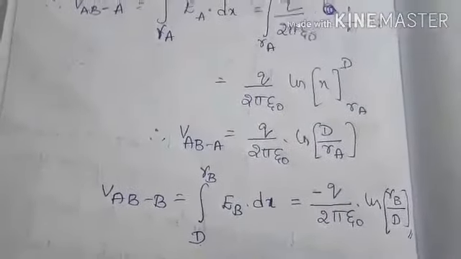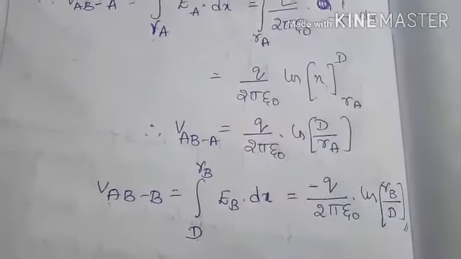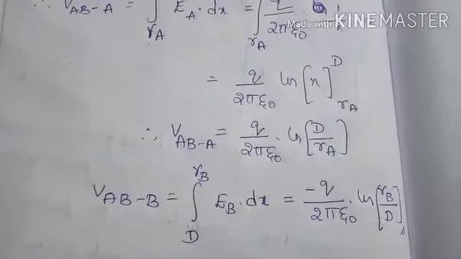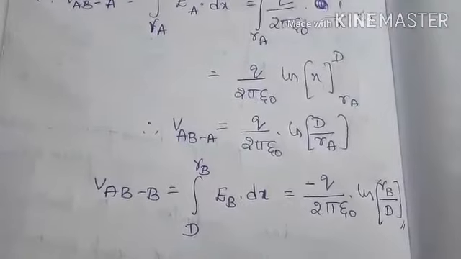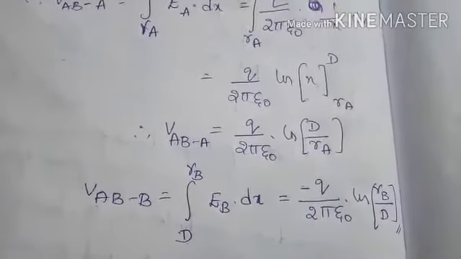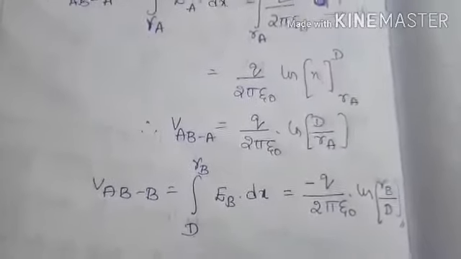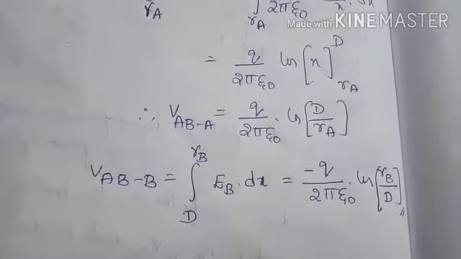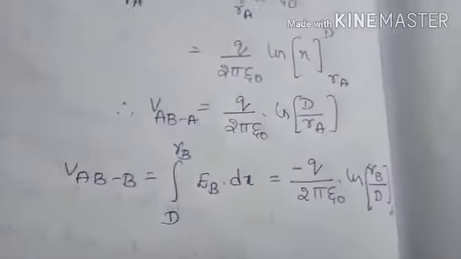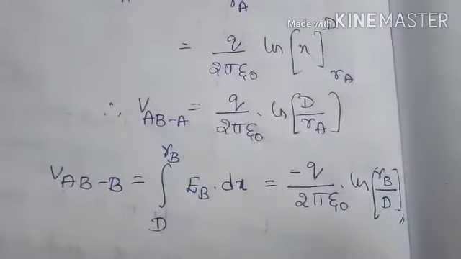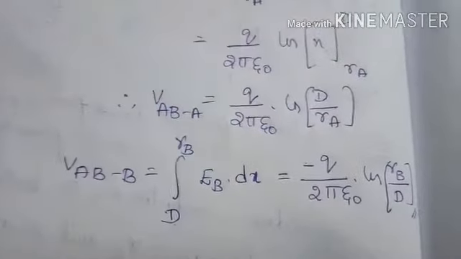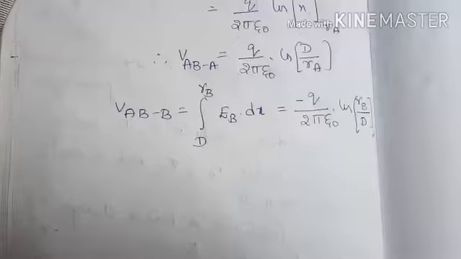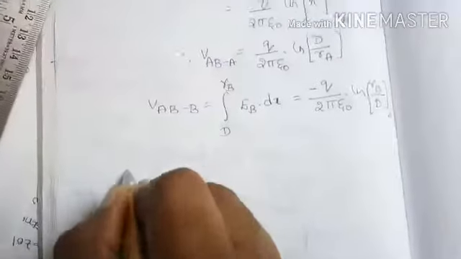Similarly, we can write the equation for VAB due to conductor B. Here conductor B has a charge of minus q coulombs, so we write the equation from conductor B to A. The total distance is d and B has radius RB, so we integrate from d to RB of EB dx. After simplifying, we get minus q by 2 pi epsilon naught into ln of RB by d. Now the total voltage generated by the two conductors.